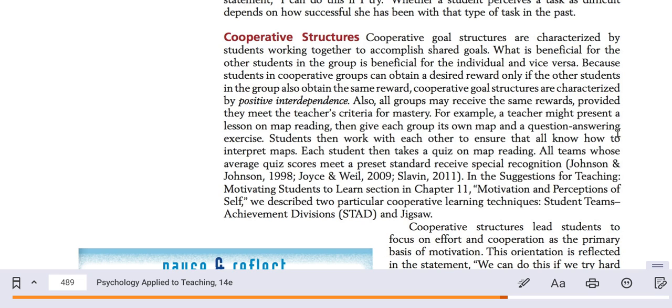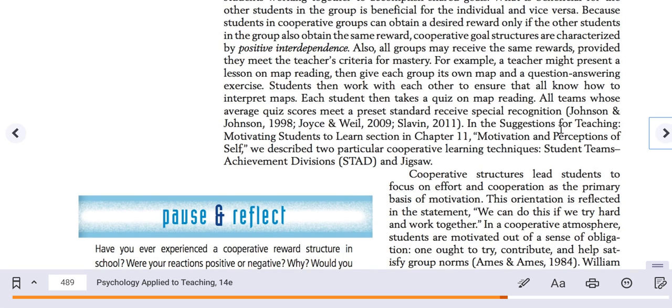For example, a teacher might present a lesson on map reading, then give each group its own map and a question-answering exercise. Students then work with each other to ensure that all know how to interpret maps. Each student then takes a quiz on map reading. All teams whose average quiz scores meet a preset standard receive special recognition. In the suggestions for teaching, motivating students to learn section in Chapter 11, we describe two particular cooperative learning techniques: student team achievement divisions and jigsaw.